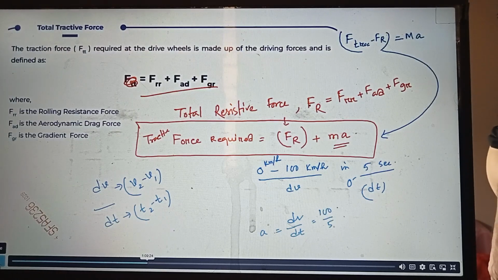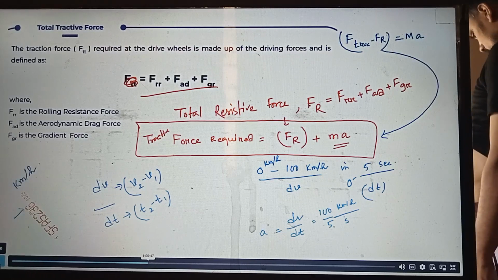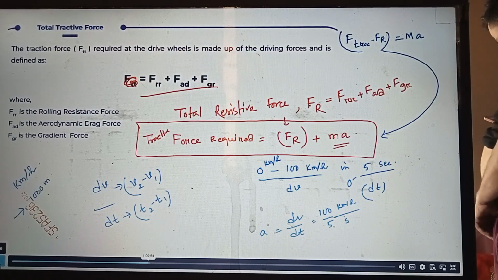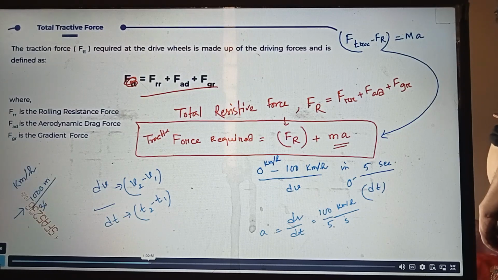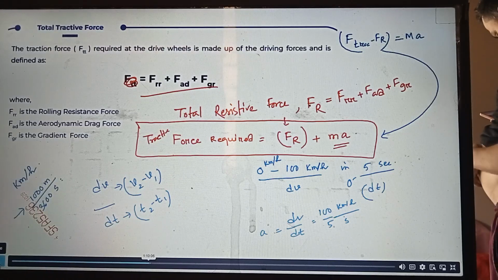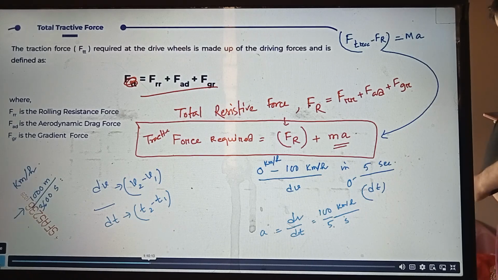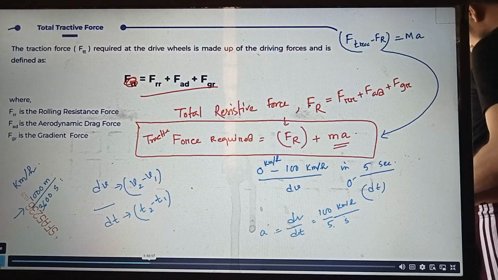So basically here they are mentioning dv by dt, which is nothing but acceleration, equal to 100 by 5. The 100 is in kilometer per hour and the 5 is in seconds. So of course you have to convert them into the same unit, right? Hour and second are not the same, so you have to convert hour into second. How can I convert kilometer per hour into meter per second? 1 kilometer we know is 1000 meter, and 1 hour means 3600 seconds, right? So this is how we convert kilometer per hour to meter per second. Don't worry, we are going to solve some problems also.